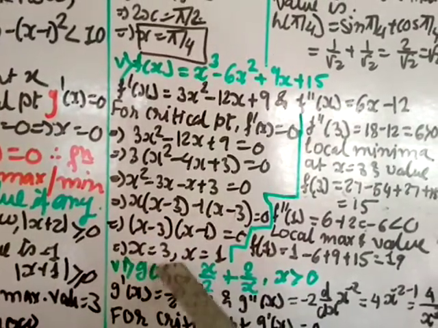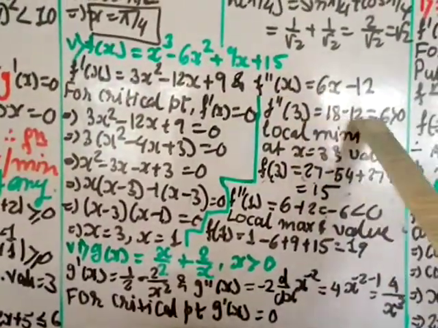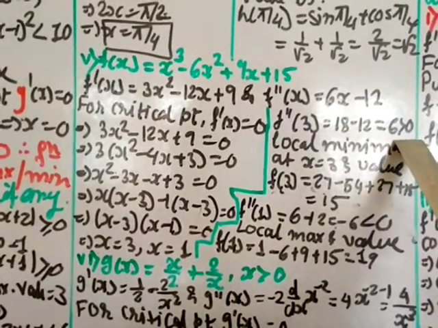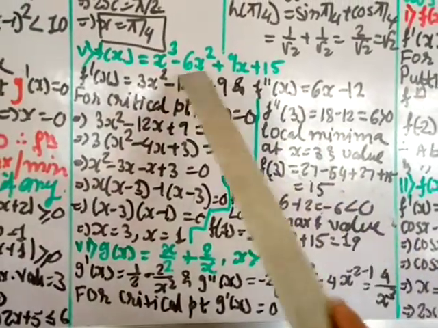So here comes x equal to 3, x equal to 1. Okay, so we'll check it now. For x equal to 3 I am checking. In the double derivative I put 3. So I put here 3: 6 into 3 is 18 minus 12, which is 6, greater than 0. So it has a local minimum, and the local minimum value we get by putting this value in this function.